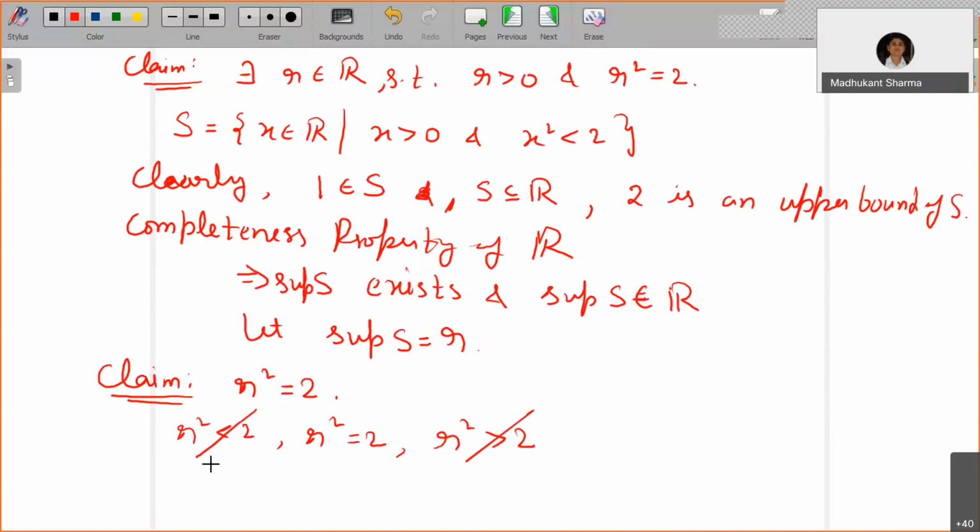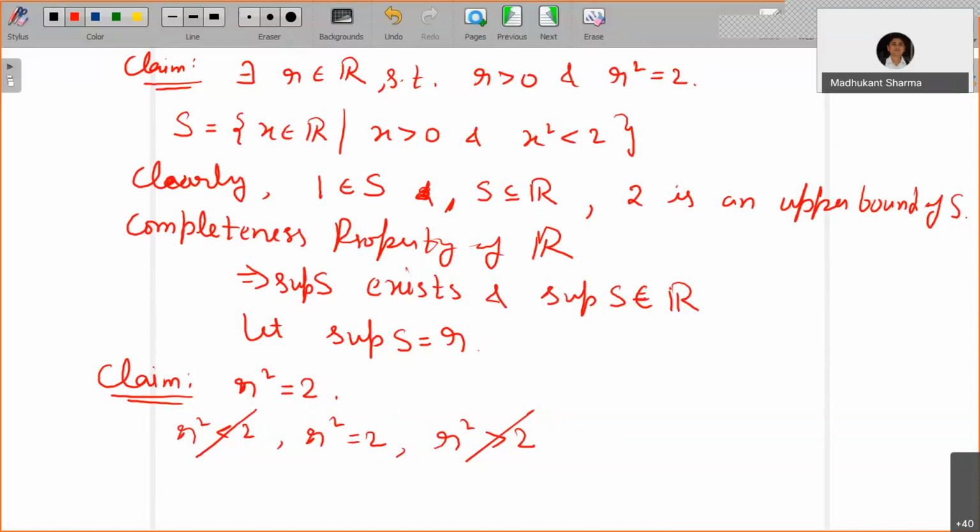So we are going to derive a contradiction whenever we assume r square less than 2 or r square greater than 2: it is no more a supremum. That's what we are going to do. Then this certainly implies these two things cannot be true, so only the third possibility can be true. Okay, right.